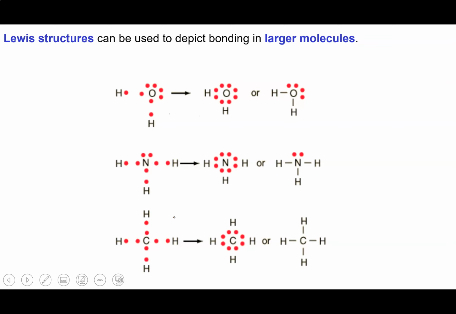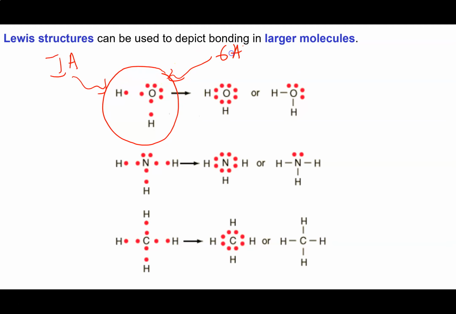We can draw Lewis structures for molecules that have more than 2 atoms. Here we're looking at the combination of 2 hydrogen atoms with 1 oxygen atom to form a water molecule. So the hydrogen atoms come from group 1A, so they have 1 valence electron, and the oxygen atom comes from group 6A, so it has 6 valence electrons. You can see these are the guys that are going to pair up, these single dots here. And after the pairing, you see that the oxygen atom has 8 electrons around it, and then each of the hydrogen atoms has 2 electrons around it.